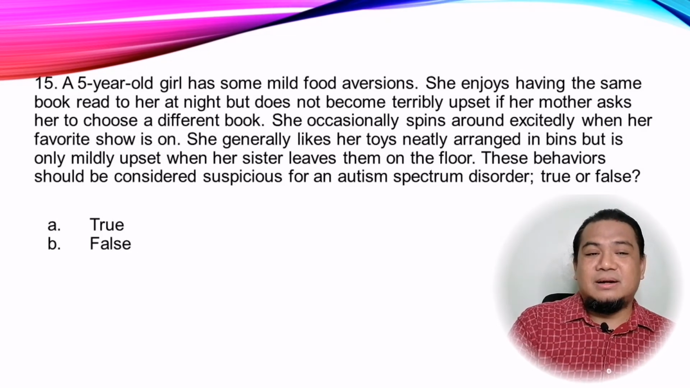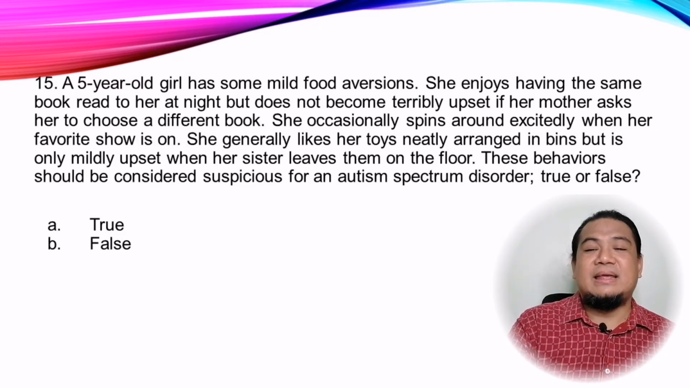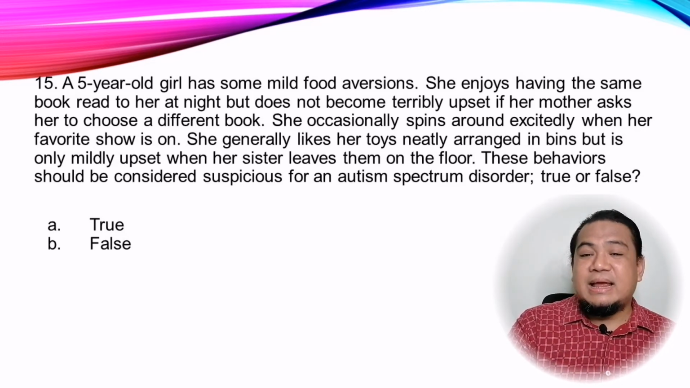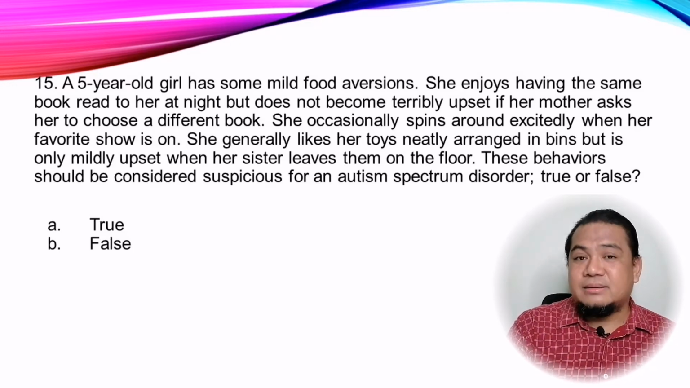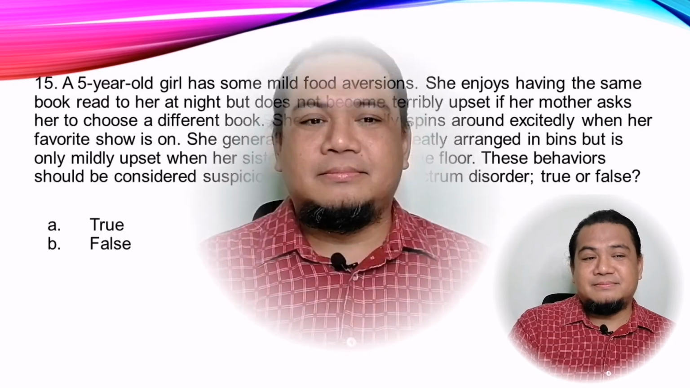A 5-year-old girl has some mild food aversion. She enjoys having the same book read to her at night but does not become terribly upset if her mother asks her to choose a different book. She occasionally spins around excitedly when her favorite show is on. She generally likes her toys neatly arranged in bins but is only mildly upset when her sister leaves them on the floor. This behavior should be considered suspicious for an autism spectrum disorder. True or false? Is it A, true, B, false?